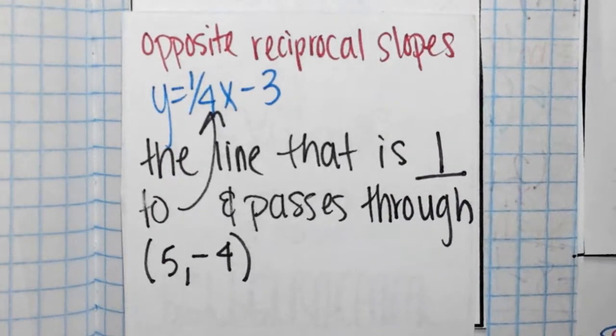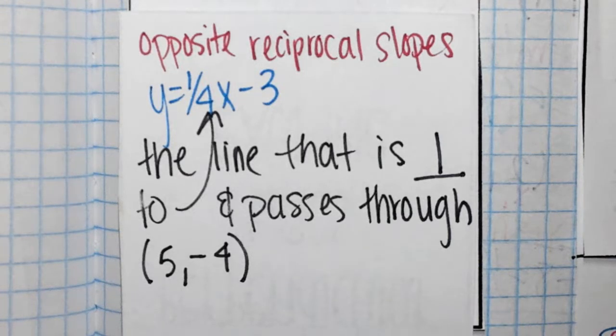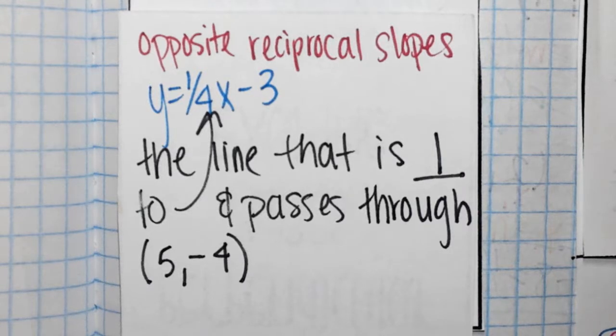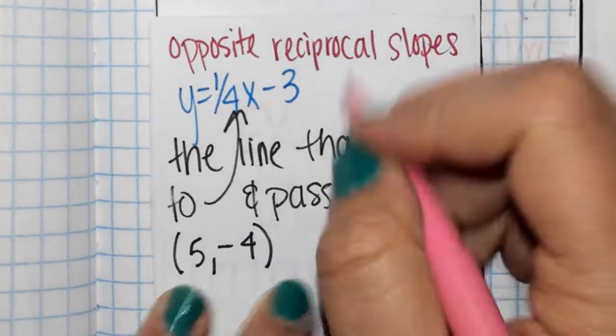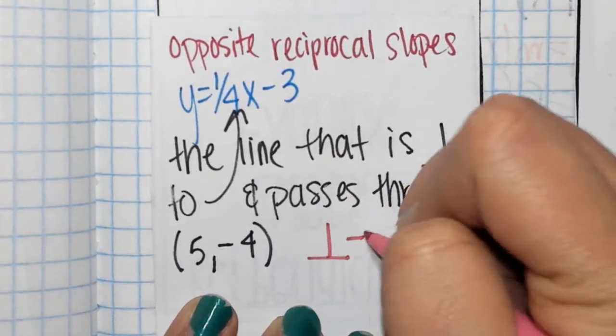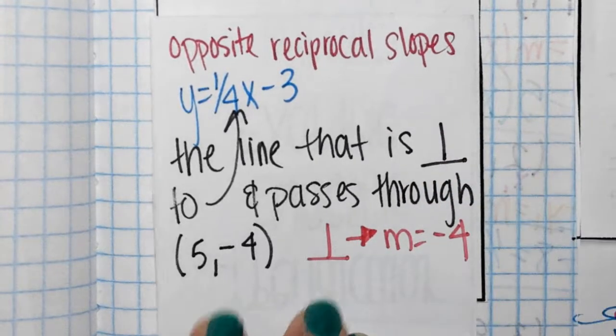Opposite reciprocal slopes. Now, is our first slope positive or negative? Positive. So what is our opposite reciprocal slope going to be? Negative. Now, reciprocal means we flip it over, right? So if I flip 1/4 over, it's just going to become 4, and it's going to be negative. So our new perpendicular slope, we're going to draw an arrow: m equals -4.